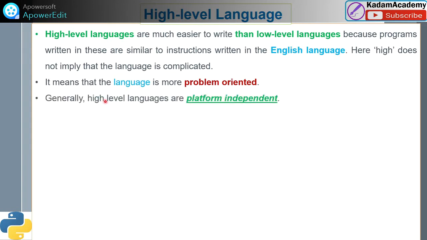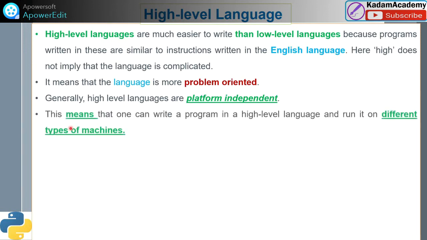Generally, high level languages are platform independent. What does platform independent mean? This means that one can write a program in a high level language and run it on different types of machines. That may be Windows, Macintosh, Linux, Ubuntu, or very different types of machines. It will be easily run.